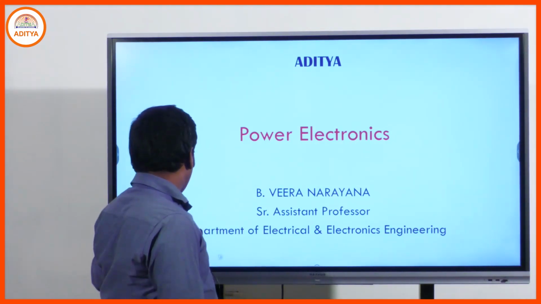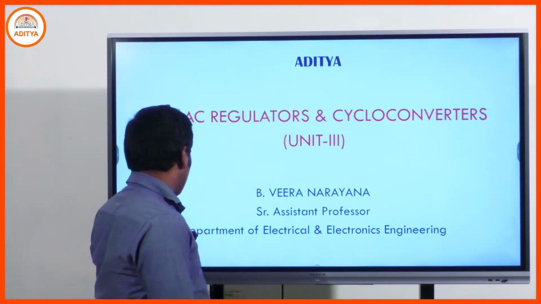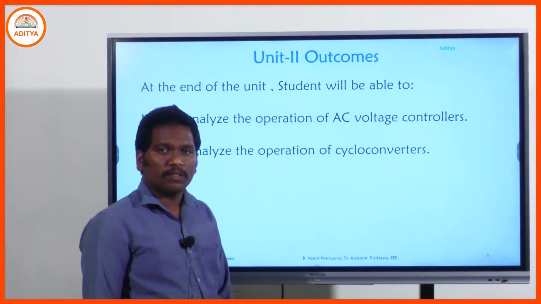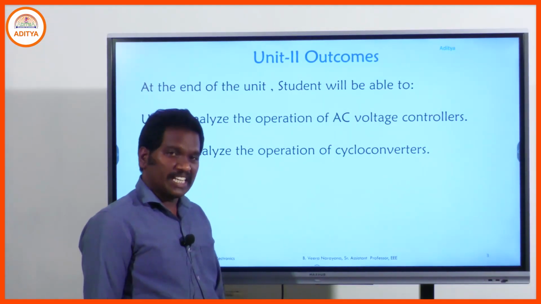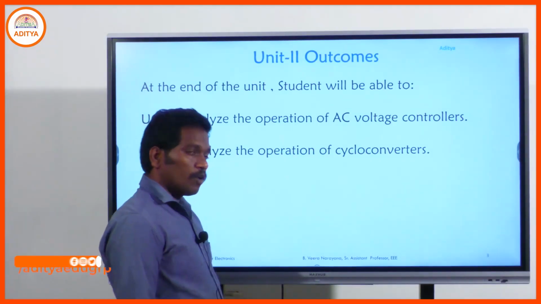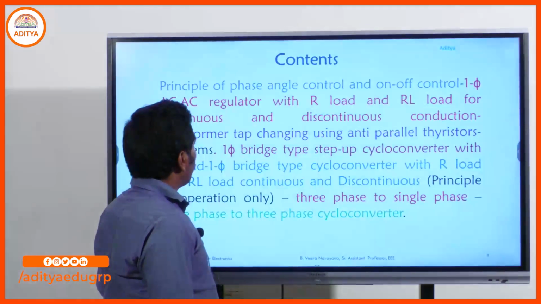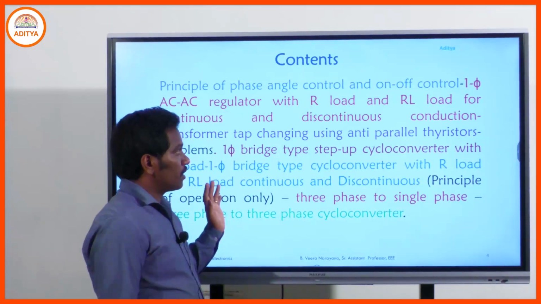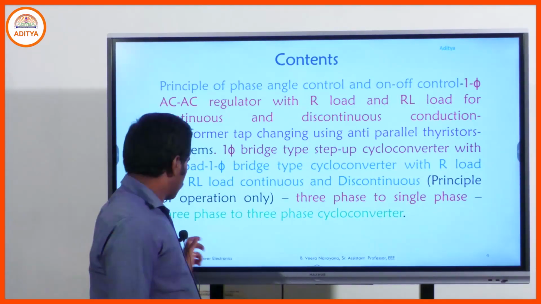We are in third unit, AC to AC regulators and cycloconverters. Here are the unit outcomes. At the end of this unit, students will be able to analyze the operation of single phase AC voltage controllers, and unit outcome 2, you are going to analyze the operation of cycloconverters. And these are the contents present in the third unit: single phase AC voltage controllers and cycloconverters.